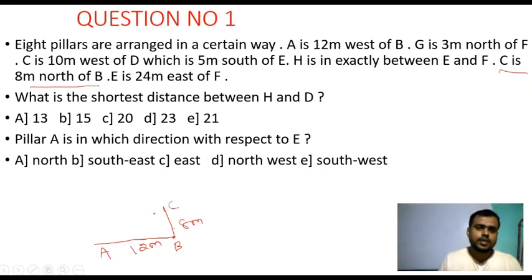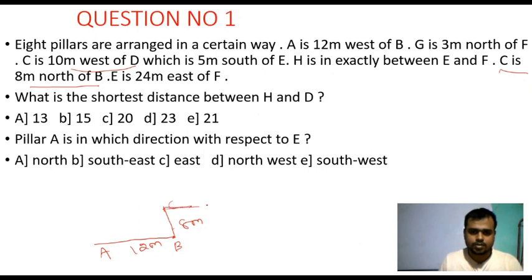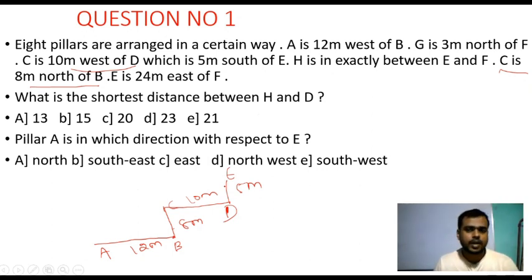Now after that, C is 10 meter west of D. Suppose this is 10 meter and this is D. Now D is 5 meter south of E. This is E, this is 5 meter. D is in the south of E at a distance of 5 meter. We can plot the diagram.